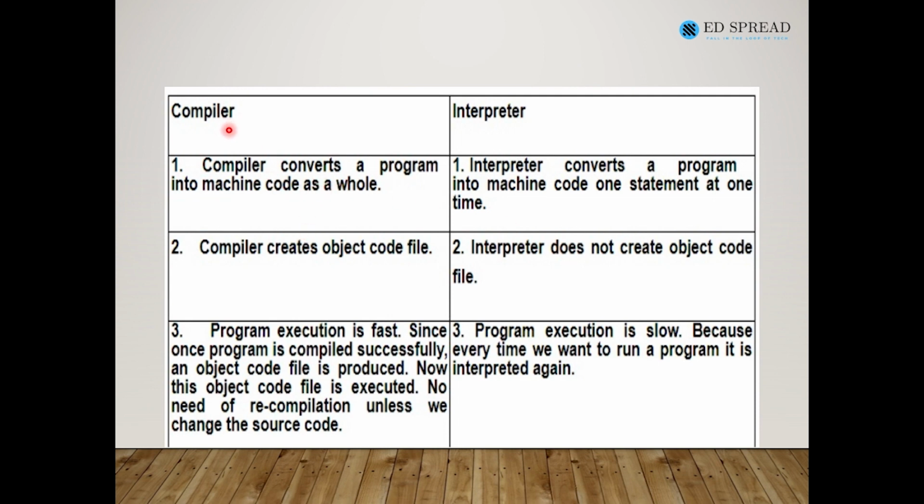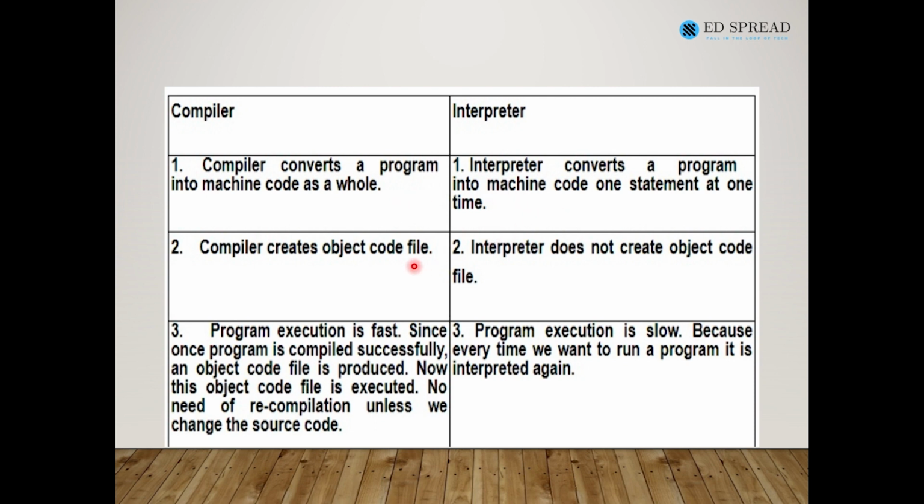In the compiler, it converts the whole program into machine code as a whole. Once the program is written, we compile it, and all lines are done at the same time. In an interpreter, it converts the code one statement at a time. After one statement gets interpreted, the second statement gets interpreted. The compiler does one whole thing, and the interpreter one after the other.